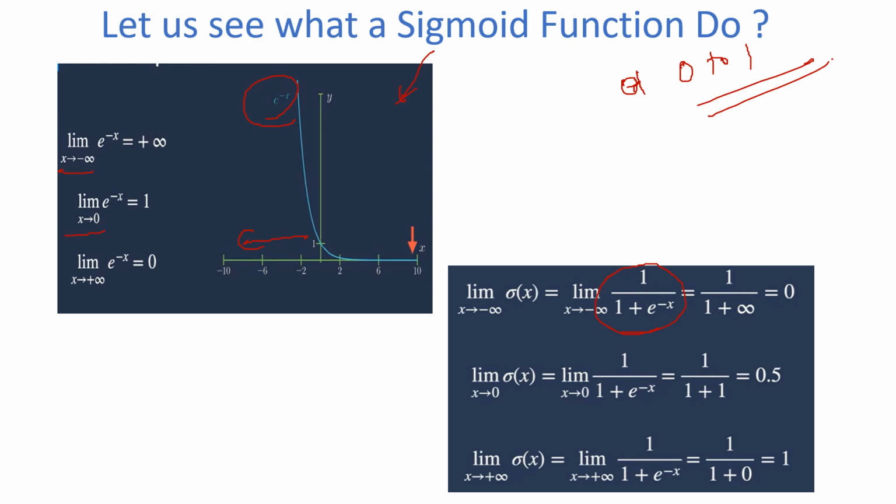Then what happens when x is 0? When x is 0, e to the power of minus x is 1.